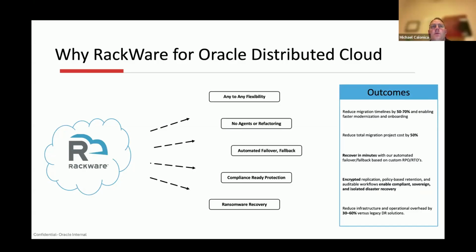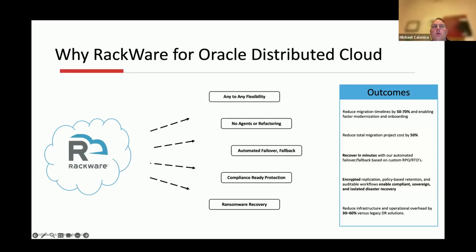And then with the automated failover and fallback, it's policy-driven replication, automated failover. It's non-disruptive testing that delivers that predictable recovery without any type of manual intervention needed. And then from a compliance-ready protection standpoint, it's encrypted replication, policy-based retention, and auditable DR workflows to meet the regulatory, data residency, and sovereignty requirements that you may have. And then, of course, from the ransomware recovery standpoint, a little bit around how RackWare enables that restoration from a clean data perspective while minimizing that business impact.